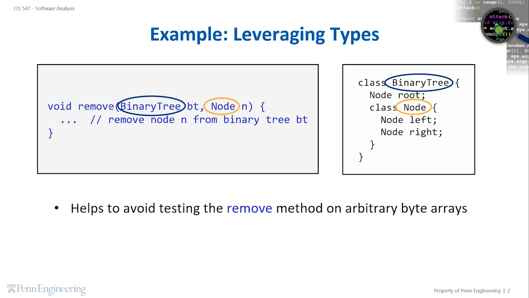The space of candidate inputs to this remove method is significantly smaller than the space of candidate inputs if this method were written in, for instance, a language without static type information, such as Python or JavaScript.